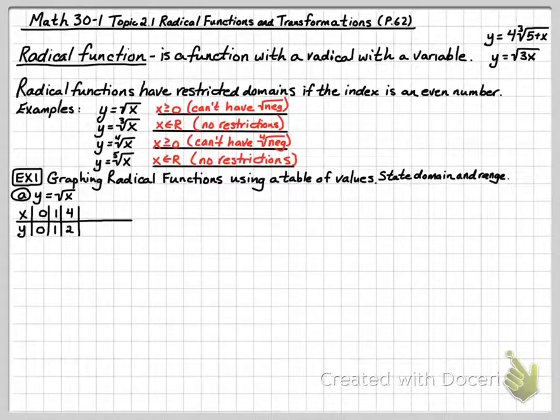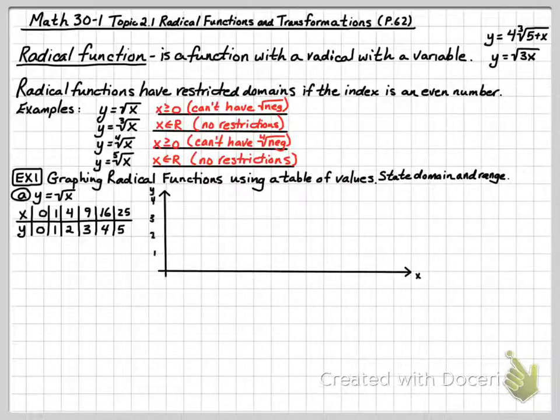Keep going: 5, 6, 7, 8. We get to the square root of 9, so let's pick x as 9. The square root of 9 is 3. The next one is 16, which gives 4, and 25 gives 5. Notice my x values, I used perfect squares.